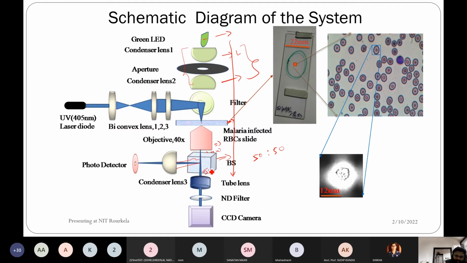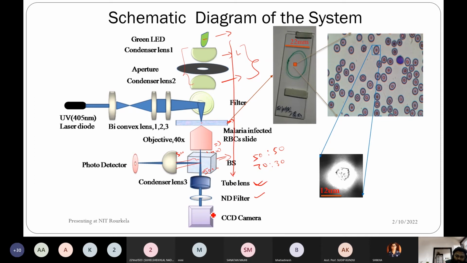Then 500 microwatts here and 500 microwatts here as it goes. And if your beam splitter is like 70 to 30, then accordingly the light ratio will be changing. Okay, and it is a tube lens.